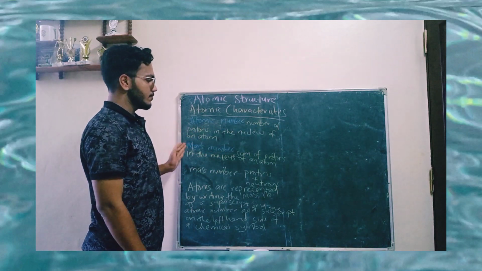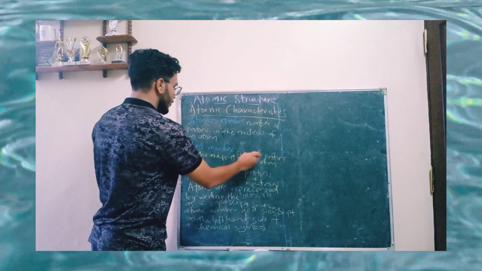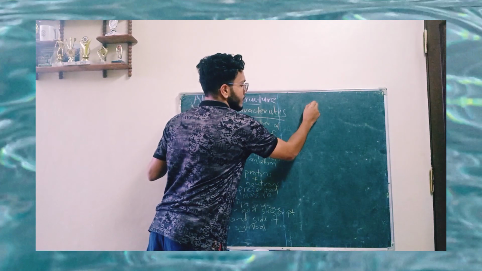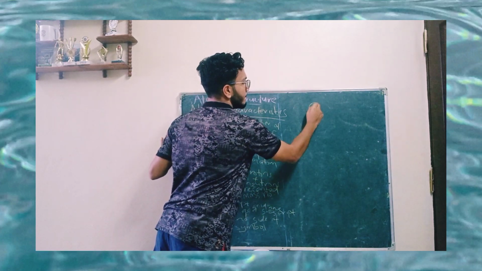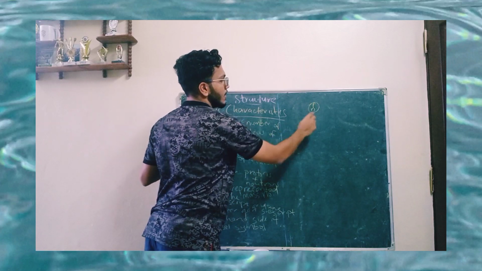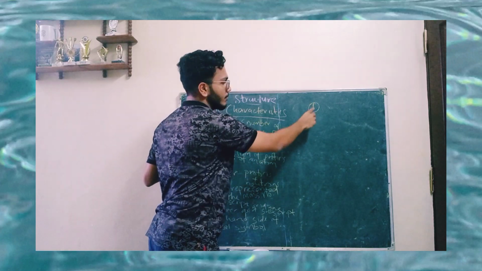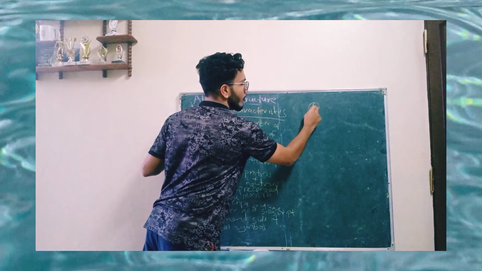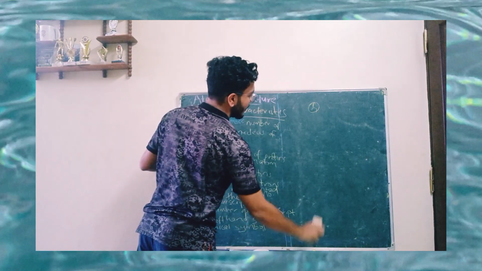What is mass number? Mass number is the sum of protons and neutrons in the nucleus of an atom. So if this is the nucleus of an atom, P and N, this is mass number. P only is atomic number. Atomic number is the number of protons, and mass number is the sum of protons and neutrons in the nucleus of an atom.